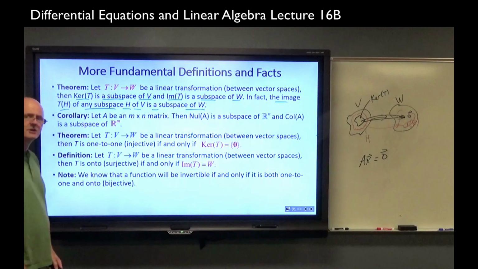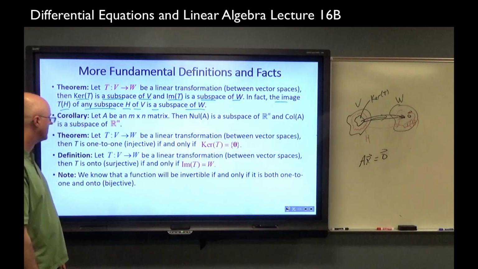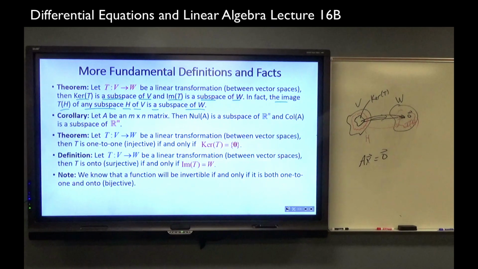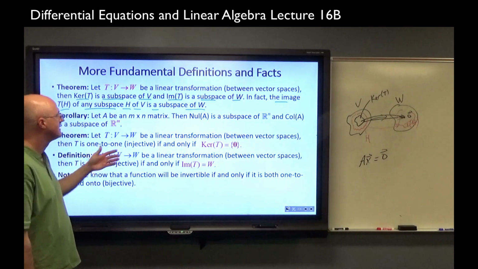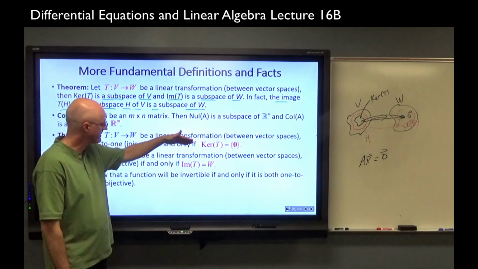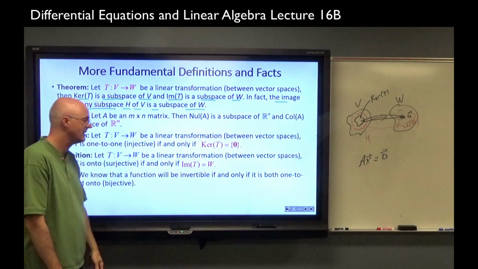A couple of notes to end here, related to inverse functions, which we'll talk about to come. We know that a function will be invertible if and only if it is both one-to-one and onto. It's bijective. And that'll mean a linear transformation is invertible if its kernel is just the zero vector and if its image is the entire codomain.